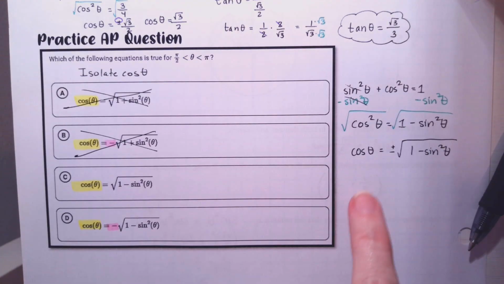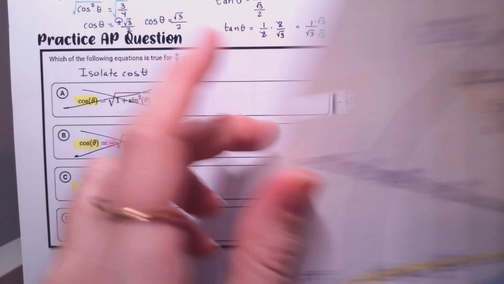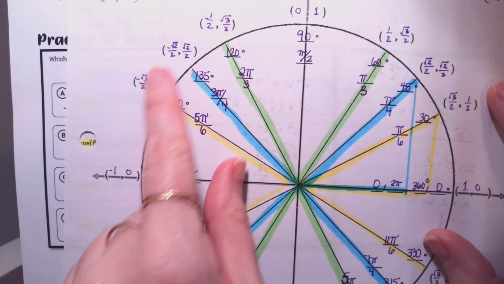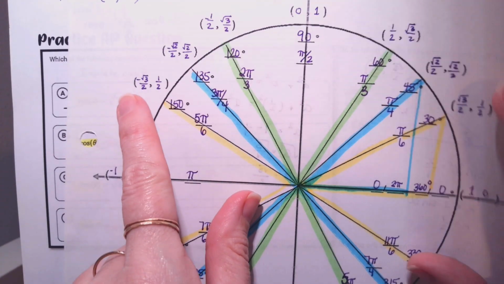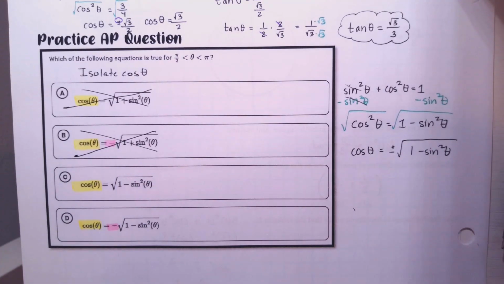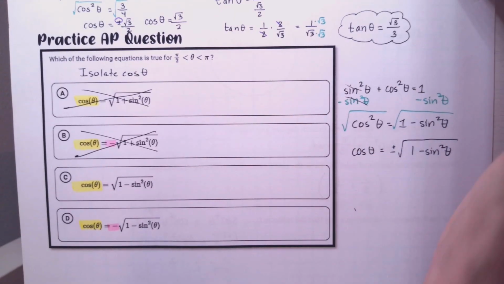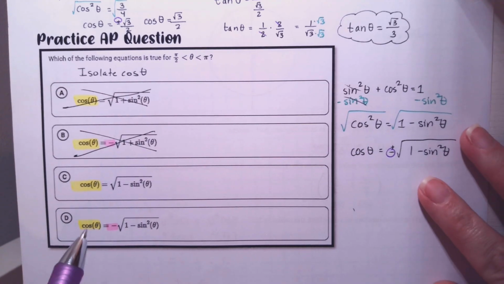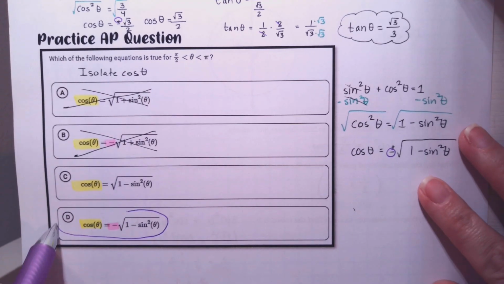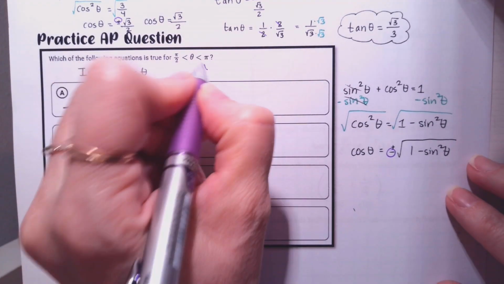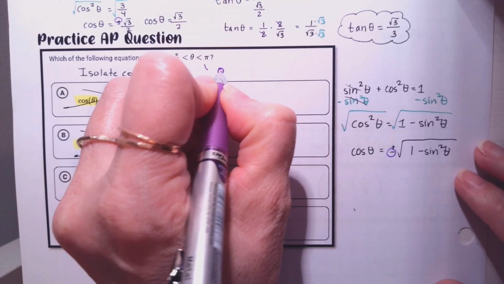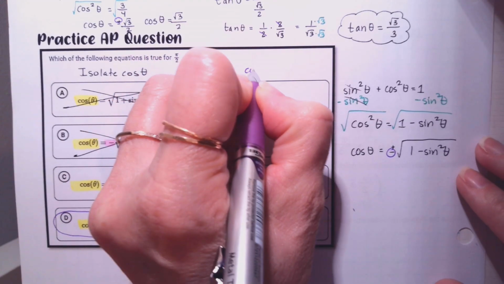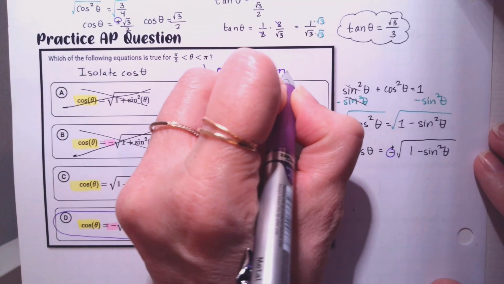In quadrant 2, the cosine is negative. Remember, cosine is the x value. So we only want to keep the negative, because cosine is negative in quadrant 2, which means it's D. And I'm just going to write down what my brain thought about there: this is quadrant 2, cosine is negative in quadrant 2.